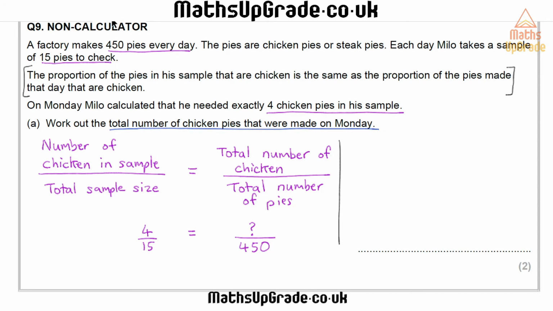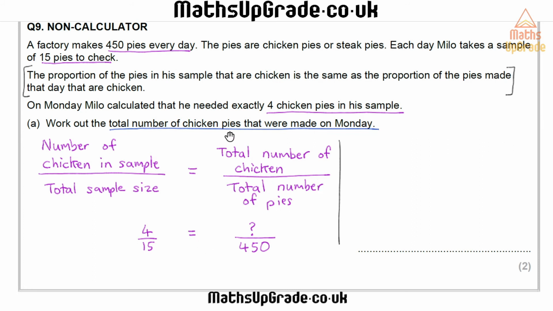So if I underline the key information, and write this sentence as an equation, as a formula. I've written the number of chicken in the sample divided by the total sample size. That's the proportion of pies in the sample that are chicken. So this part of the sentence is this side of the formula. And that's equal to the proportion of pies made that day that are chicken. So the total number of chicken divided by the total number of pies.